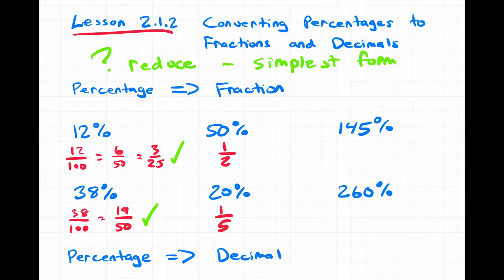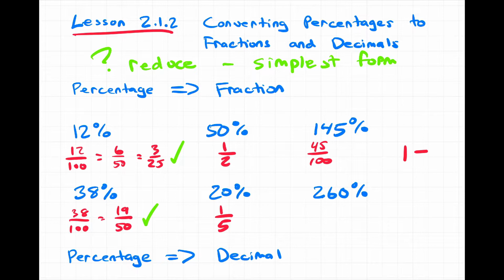And the third column we have 145%. Now remember that 100% is going to be 1. So we're definitely going to have, the answer is going to have a 1 right there and then a fraction. And what is that fraction going to be? Well, it's going to be 45 over 100. And I can see that I can divide 5 into each of those. So I would end up with 9 over 20. And there's no more simplifying. So this would be 1 and 9 over 20.